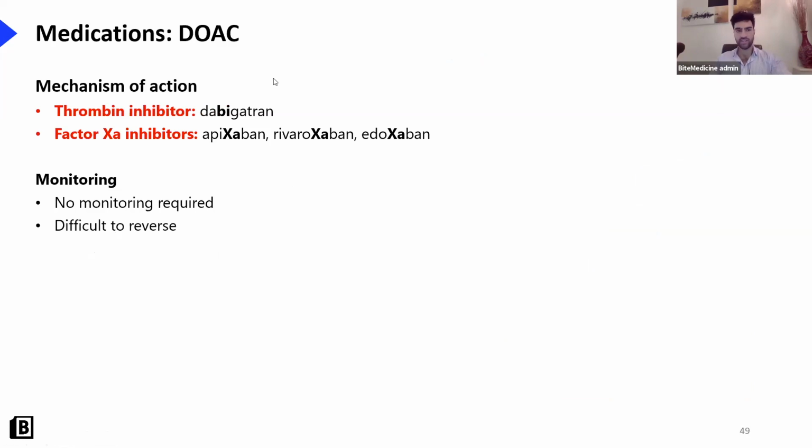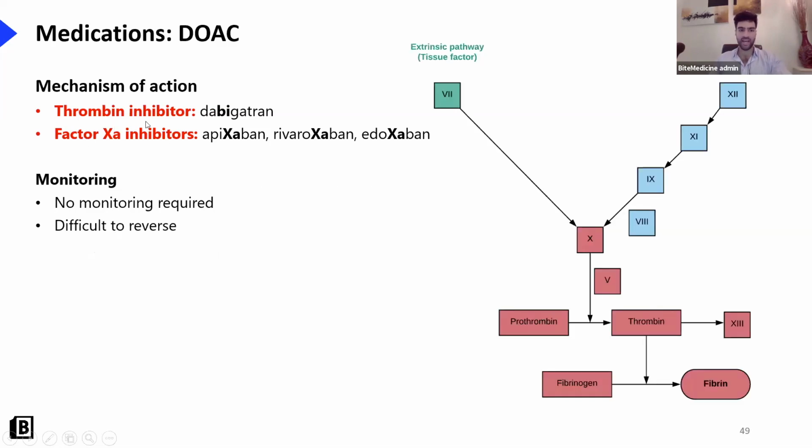DOACs, what do they stand for? Direct oral anticoagulant. You have two types. You have a thrombin inhibitor and a factor Xa inhibitor. And the actual mechanism of action is mentioned in the name. So dabigatran, bi means two. Remember, prothrombin is factor 2. So that's how you know dabigatran is a thrombin inhibitor.